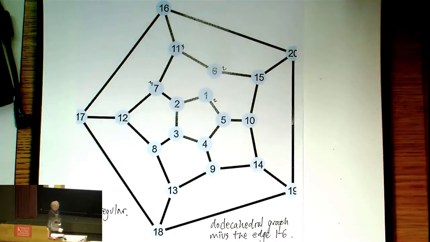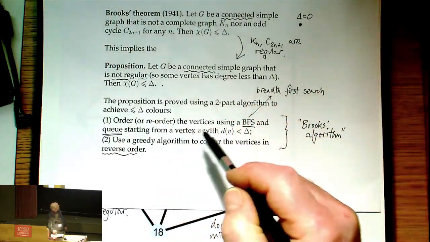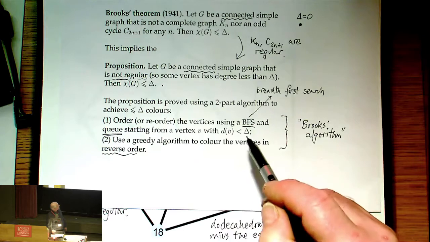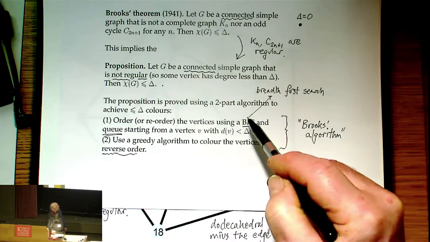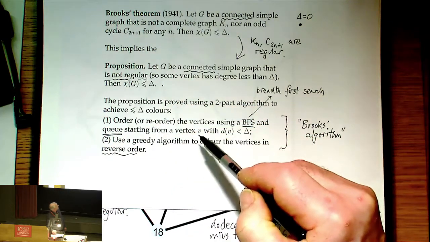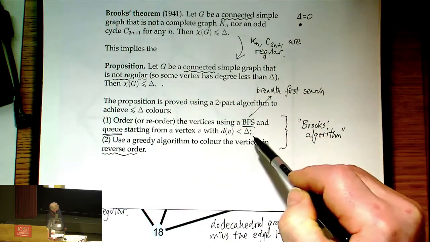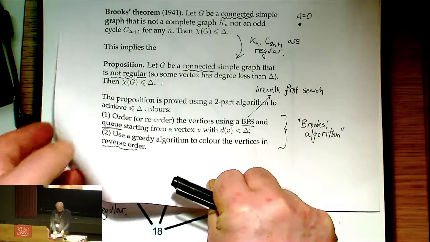Now there's another thing which I didn't say, but I wrote it out here. You have to start from a vertex whose degree is not maximal. That's where I'm using the fact that it's not a regular graph. We want to prove this for a graph that's not regular, so there will be some vertex whose degree is not delta, it's less than delta. So that's where we start.